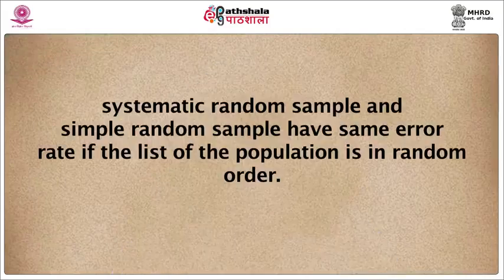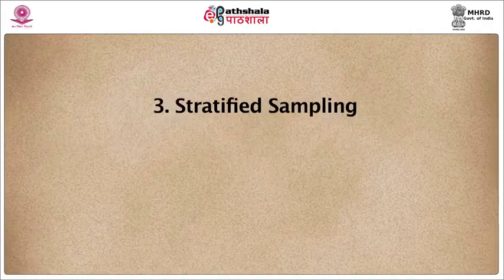In other words, the population must be listed in a random order and every element must be chosen from the sequence framed as above. One of the most widely used random sampling methods, systematic random sampling and simple random sampling, have some error rate if the list of population is in random order. 3. Stratified sampling.